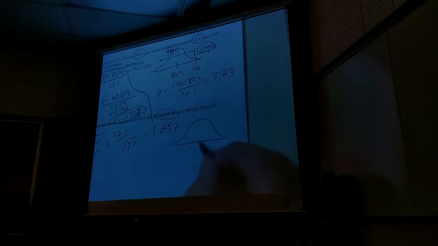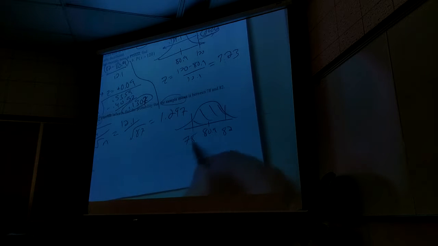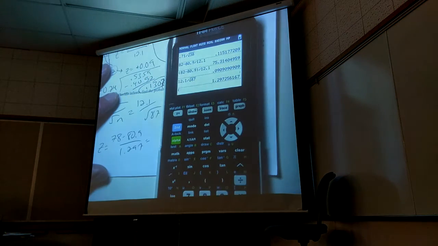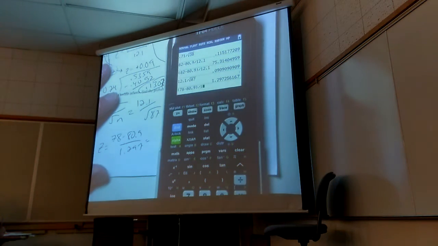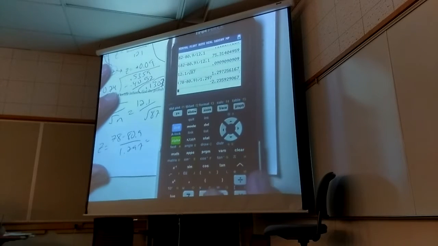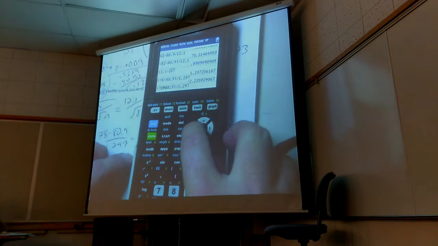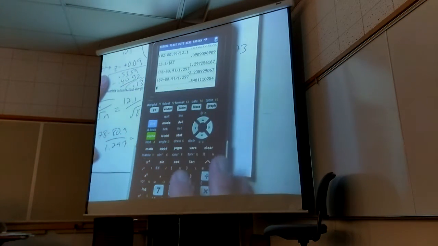So when you make the z-score, let me draw the little picture. Where'd it go? 80.9, 78, 82. I've got to make 2 z-scores. 78, 80.9. How are you guys doing out there? You alright? Okay. So I got 78 minus 80.9 divided by the new standard deviation. I got negative 2.24. And then watch. Let me change that to an 82. Pop! So you get 2.85.